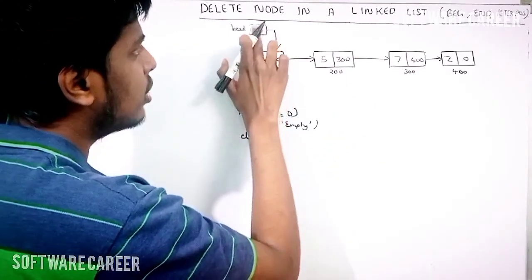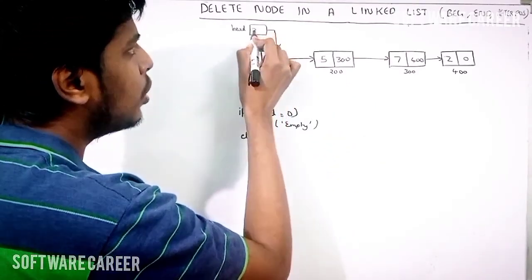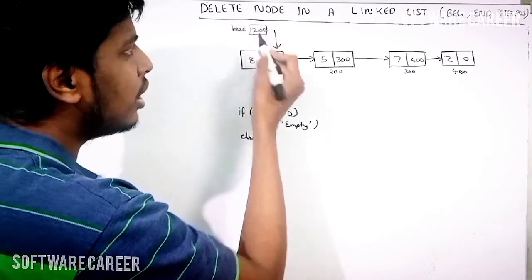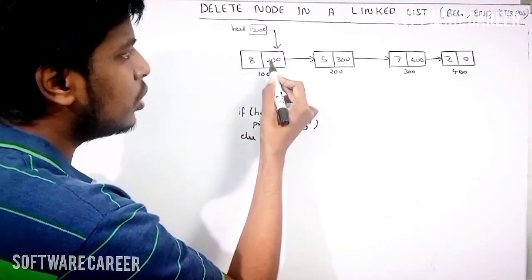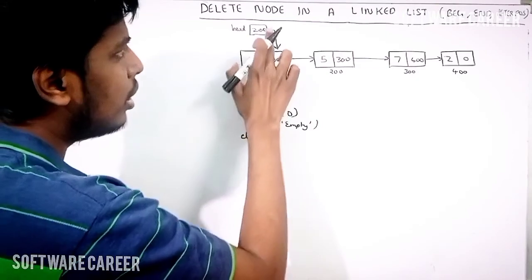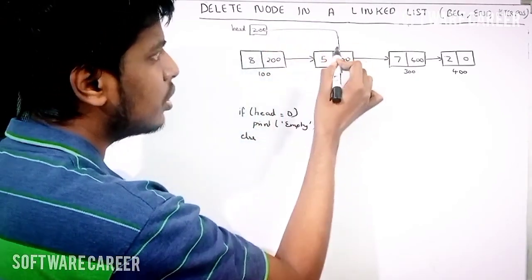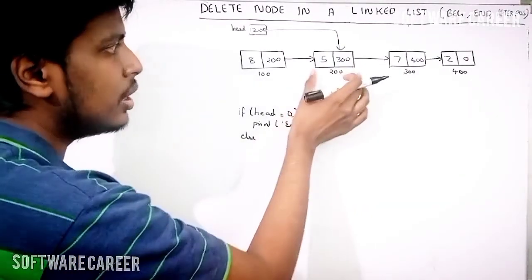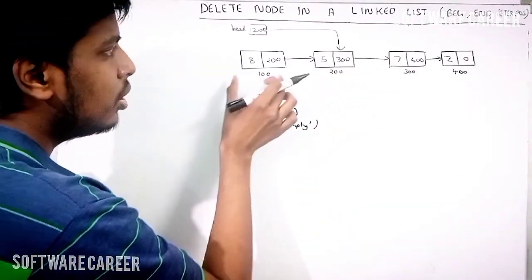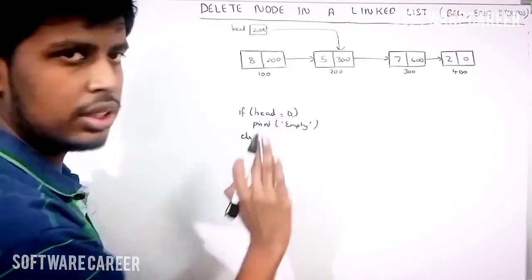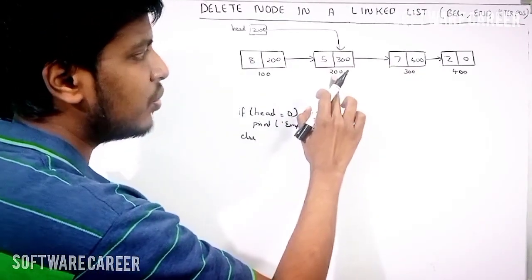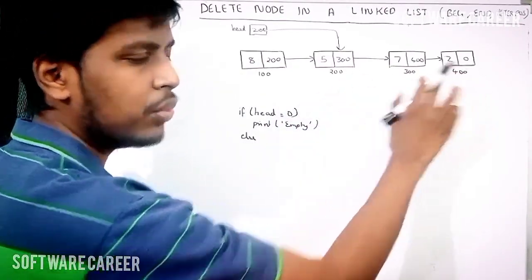So that change I am making. See here. Now head will be 200. Now where can you get this 200 from? 200 is stored in this pointer. So I'll get this pointer value and head is now pointing to the next node. Now this is considered as the first node. Now this node is not part of the linked list. Now the linked list is having only 3 nodes, 200, 300, 400.